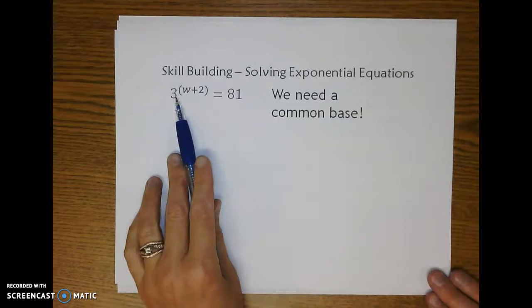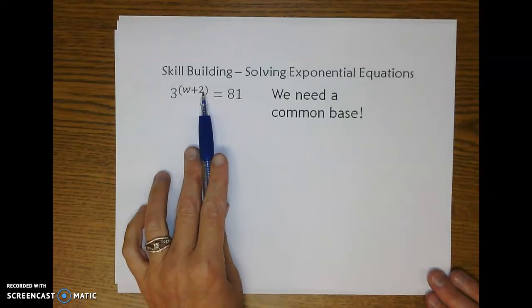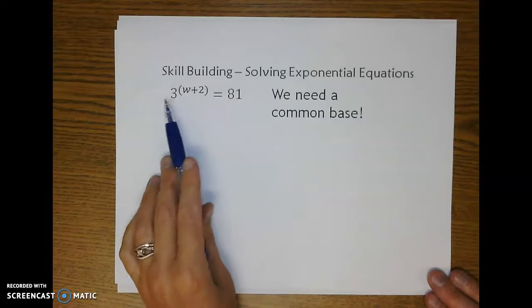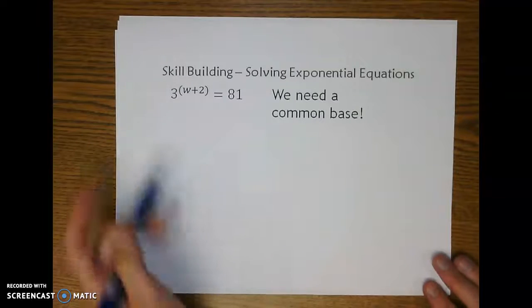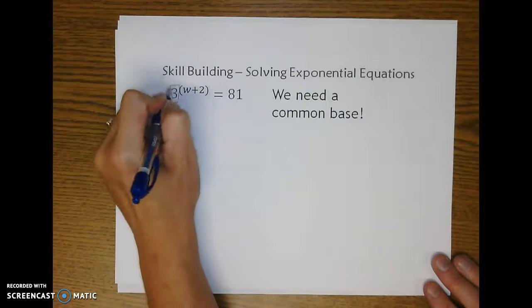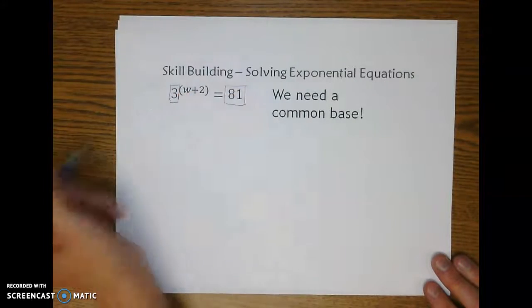So here's an example: 3 to the w plus 2 power equals 81. Our job is to find w. And what we need is a common base. The bases are the 3 and the 81.